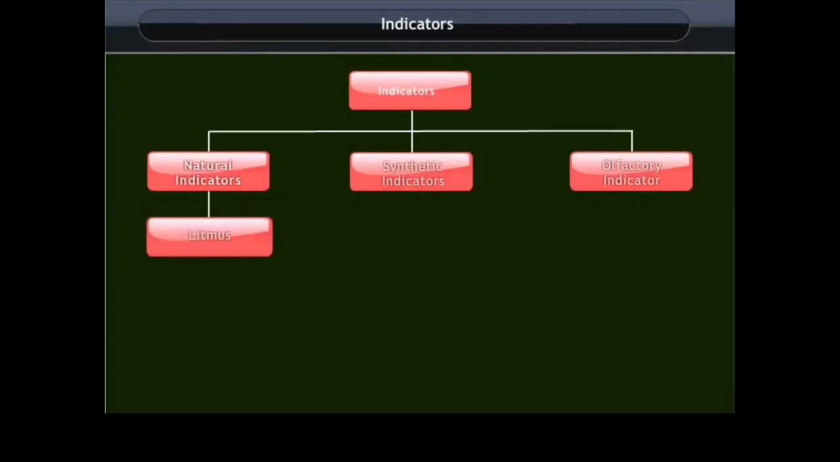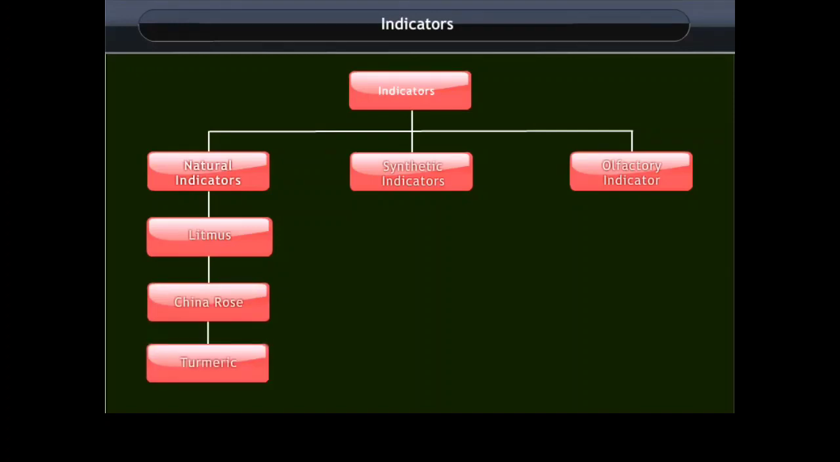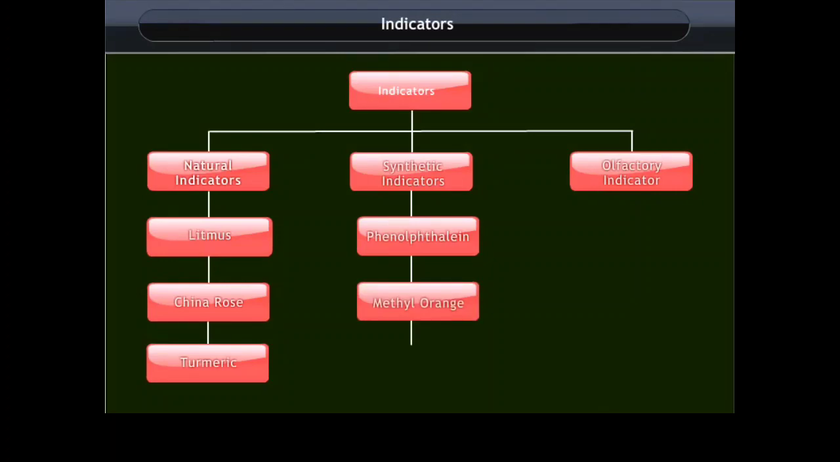Natural indicators are litmus solution or paper, China rose and turmeric. Synthetic indicators are phenolphthalein, methyl orange and methyl red.